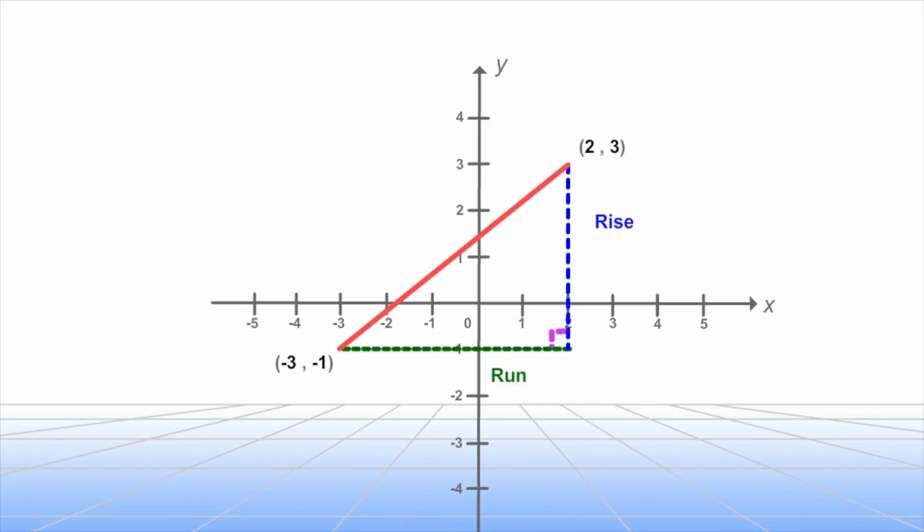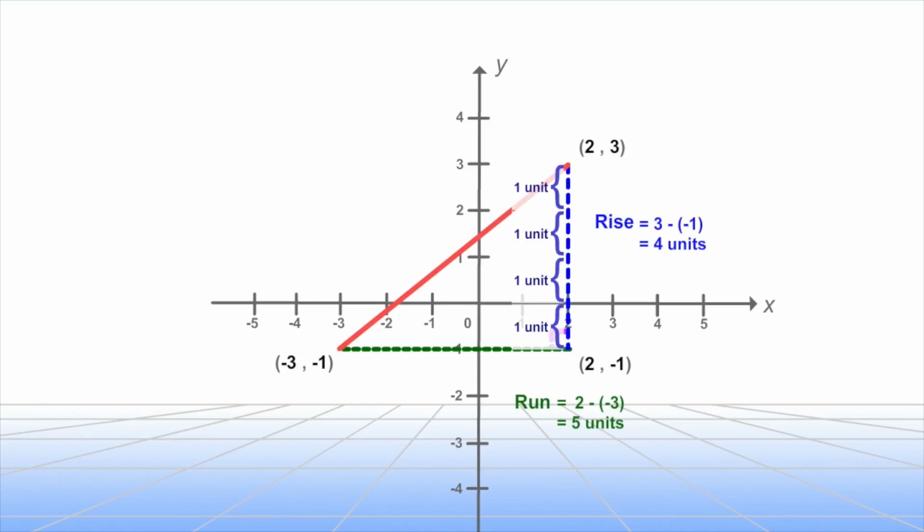We can see that the lines meet at right angles at a point, and the coordinates of this point are 2 and -1. This point is a right angle because the vertical and horizontal lines are perpendicular to each other. Let us now find the length of the horizontal and vertical lines using the coordinates. The length of the horizontal line is 2 minus -3, and this gives us 5 units. The length of the vertical line is 3 minus -1, and this gives us 4 units.